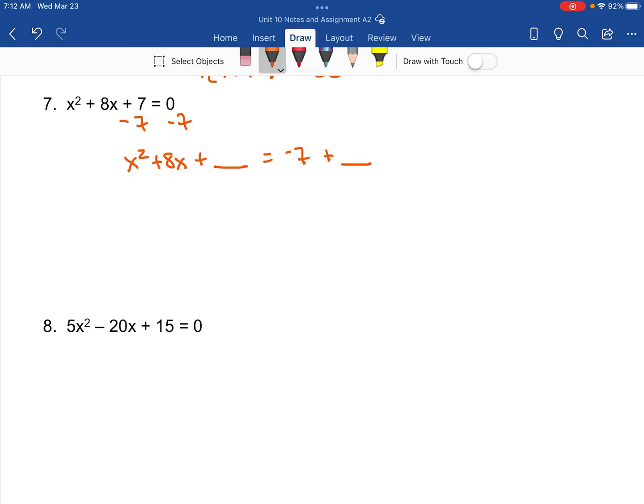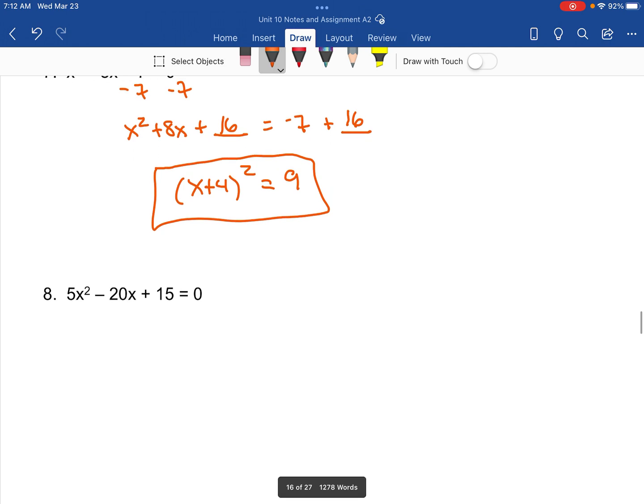So then we need to determine what number needs to be added. Well, b value is 8, half of 8 is 4, and 4 squared is 16. So I'm going to add 16 to both sides. Okay, so then factor the left side of the equation. Becomes (x + 4) quantity squared, and then simplify the right. -7 plus 16 is 9. Okay, so perfect square looks like that. That's how we would complete the square.